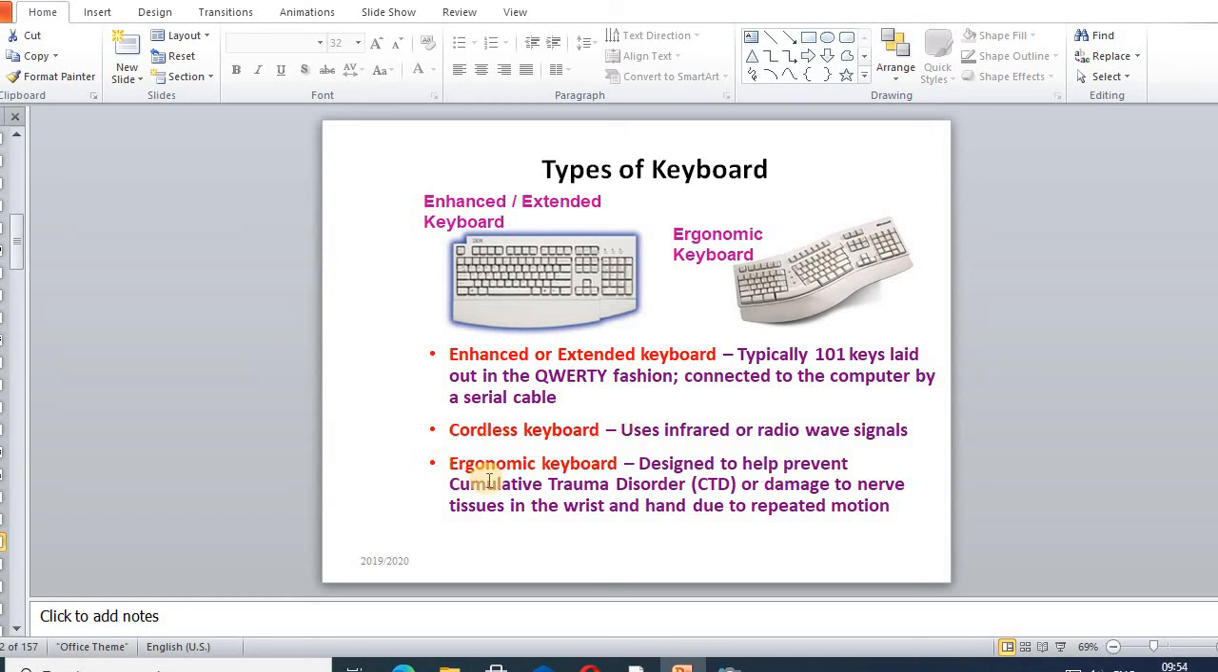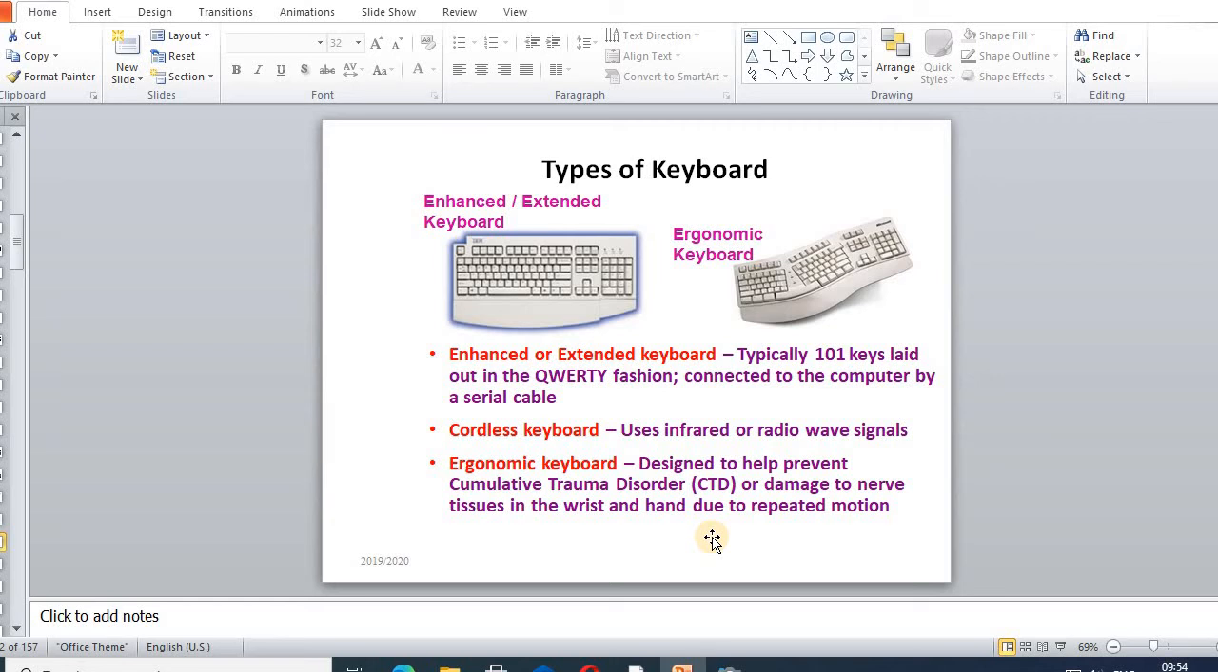Then we have the ergonomic keyboard, designed to help prevent accumulative trauma disorders, CTD, or damage to nerve tissues in the wrist and hand due to repeated motions. So this ergonomic keyboard, as I've told you, is this one here. Previously, most keyboards, whenever you continued using them from morning up to evening, would generate some sparks. When you continued touching it, it might end up shocking you. Some people have been shocked by the keyboard. It's because of the accumulative trauma disorder, so this design prevents damage to the human being.